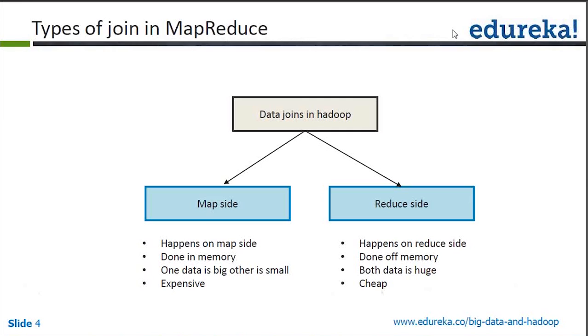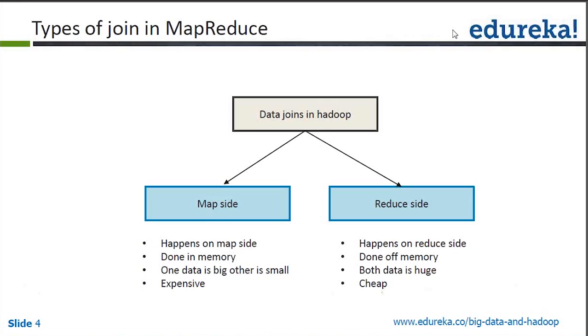The greatest advantage of doing it off memory is that both the data sets could be highly voluminous in nature. No matter if the first data set is some petabytes of data and the second data set is terabytes or petabytes of data, you could still easily perform the joins between these two data sets with reduce side join. And it's a very inexpensive operation in the sense that you really need not write very complex code, because it's inbuilt within the framework itself. It's very easy to achieve.